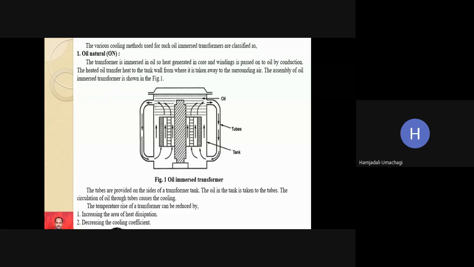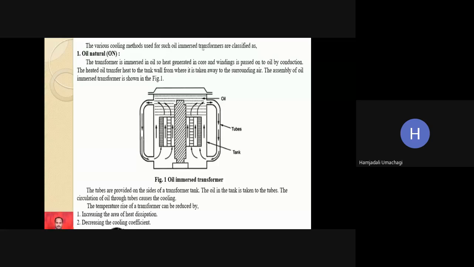Whenever oil passes through the core and the windings, that oil will absorb the heat, and when the oil reaches the tubes, these tubes will easily dissipate the heat to the outside atmosphere. Tubes are given for cooling purpose here. I hope you have seen this kind of structure of the transformer. Have you seen, all of you? Yes, sir. Those tubes are nothing but for cooling purpose. We are using the tubes.